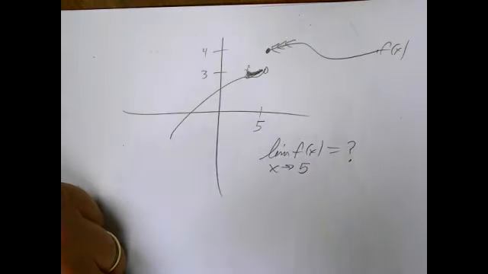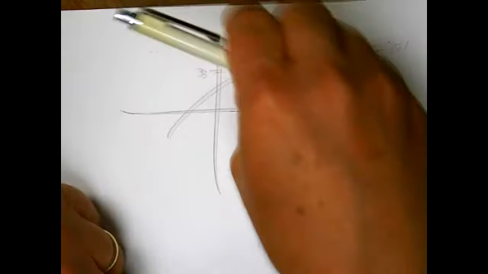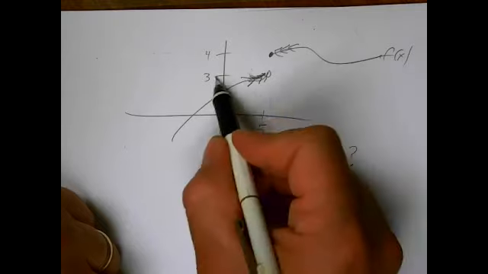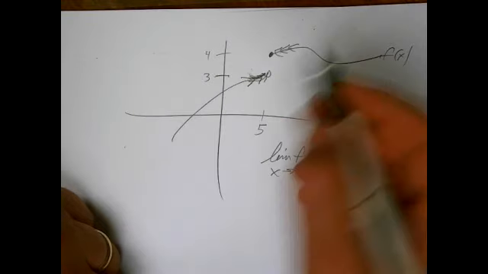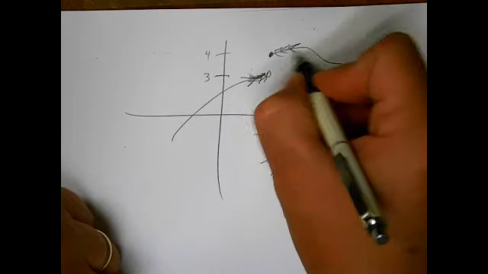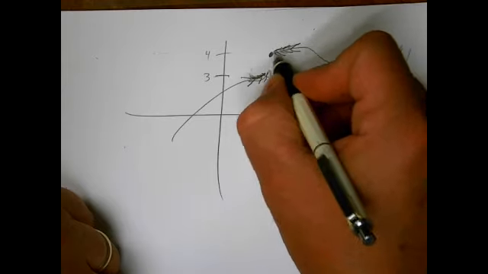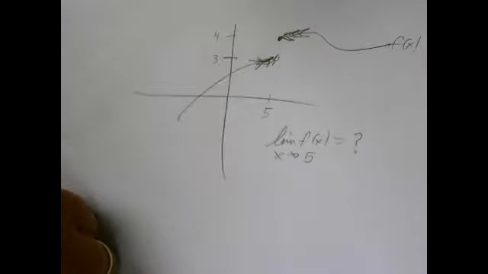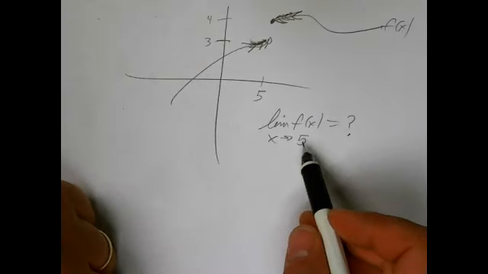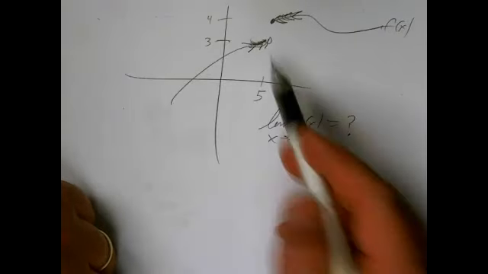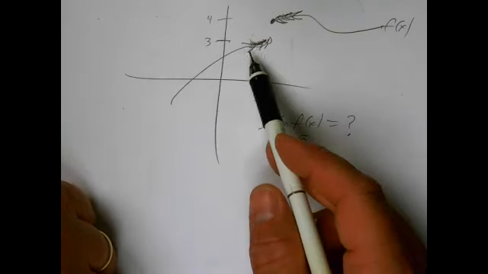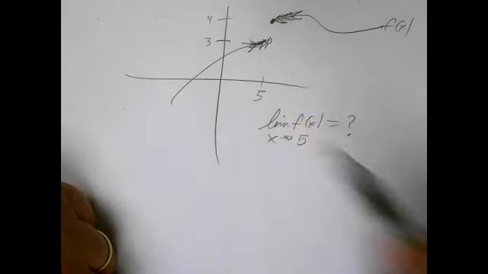Let me back up. Let's try again. As you come towards 5 from the left, you're heading towards a y value of 3. As you come towards 5 from the right, you're heading towards a y value of 4. So this function actually has a limit that's different on the left than it is on the right. In other words, it's behaving differently on the left than it is on the right.